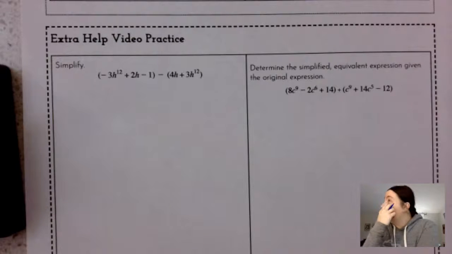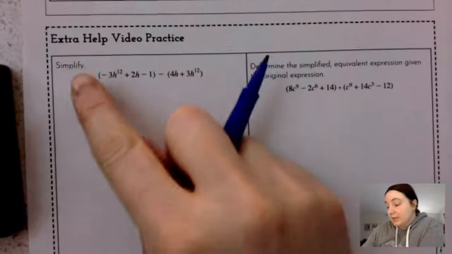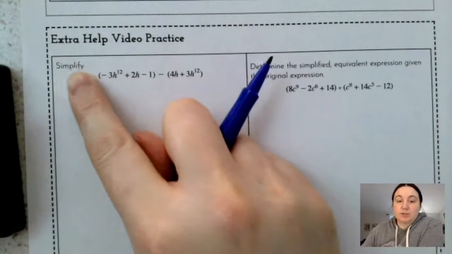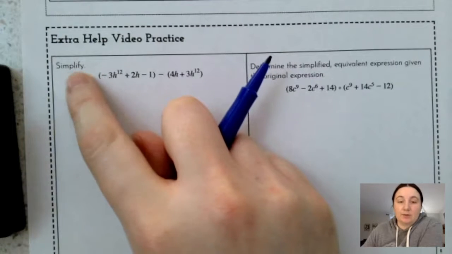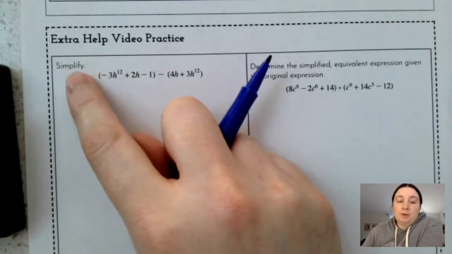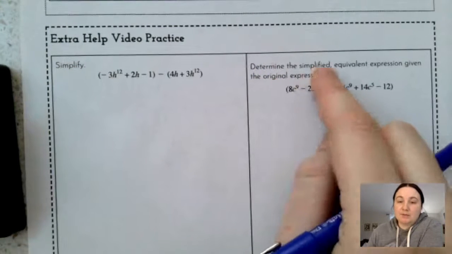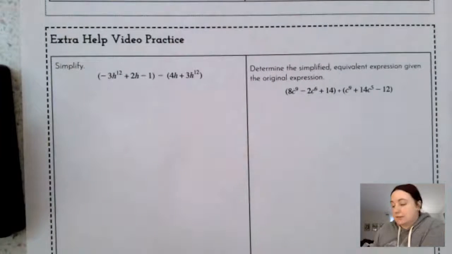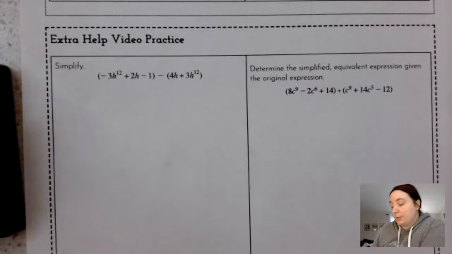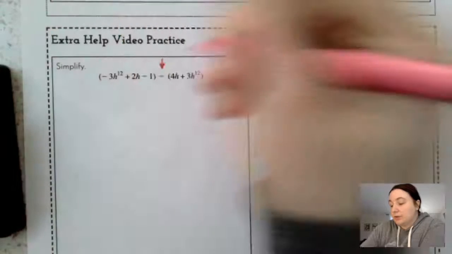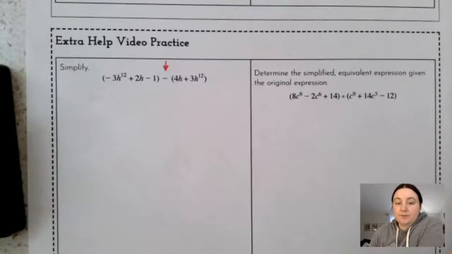So the first thing you want to do on these problems is figure out what operation you're doing. Is it addition or subtraction? Or later we're going to learn multiplication. Sometimes the words in the instructions will tell you, like add or find the sum. But other times it'll just say simplify or determine the simplified expression. In that case, you want to look in between the parentheses to determine what you're doing. So we can see that we are subtracting.